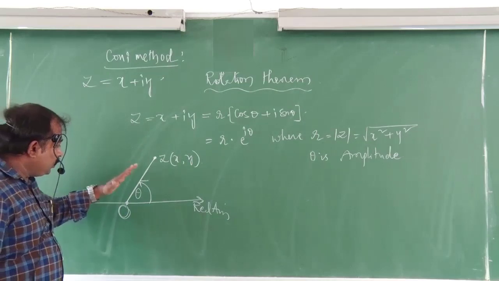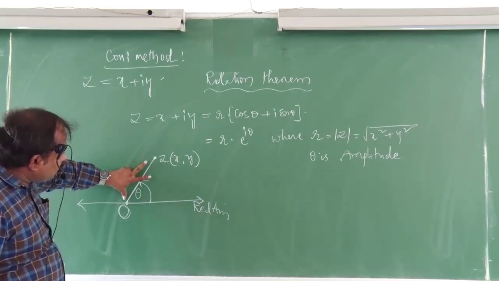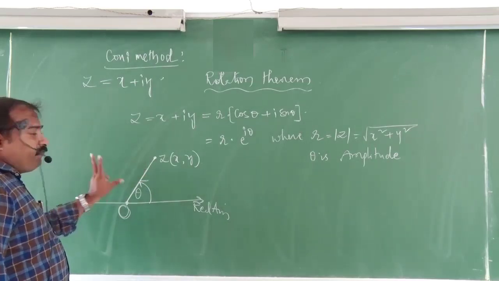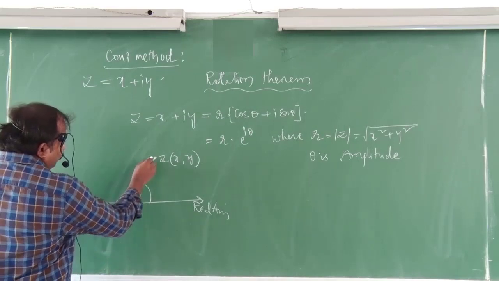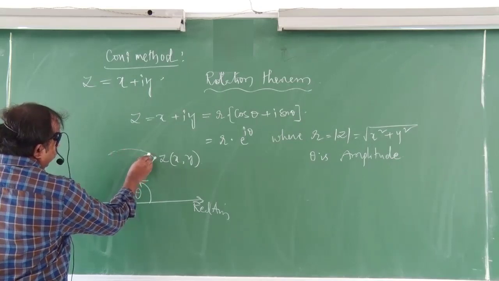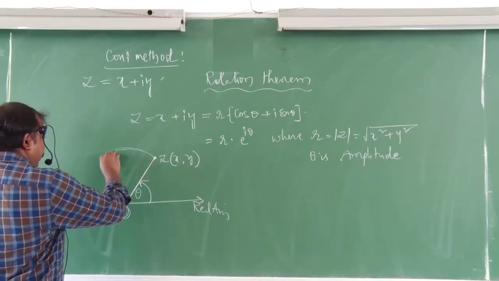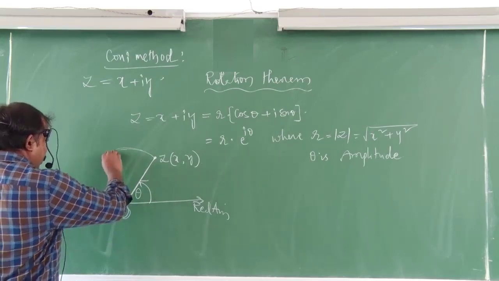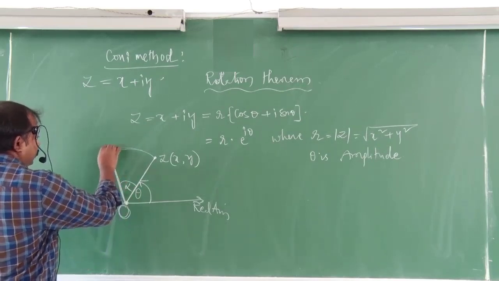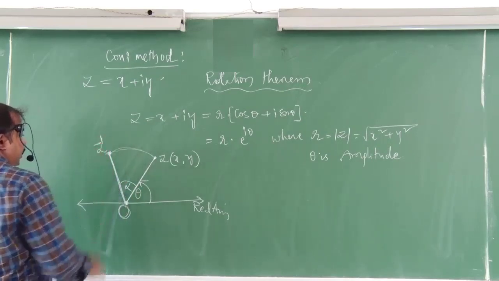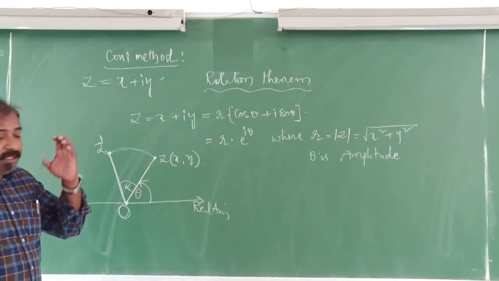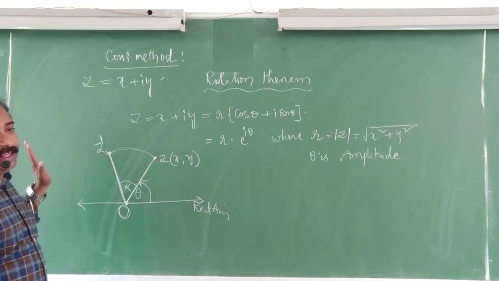For example, if I rotate like this through an angle alpha, I will rotate this complex number through an angle alpha. Now let this be z dash. Now we will derive the relation between z and z dash.